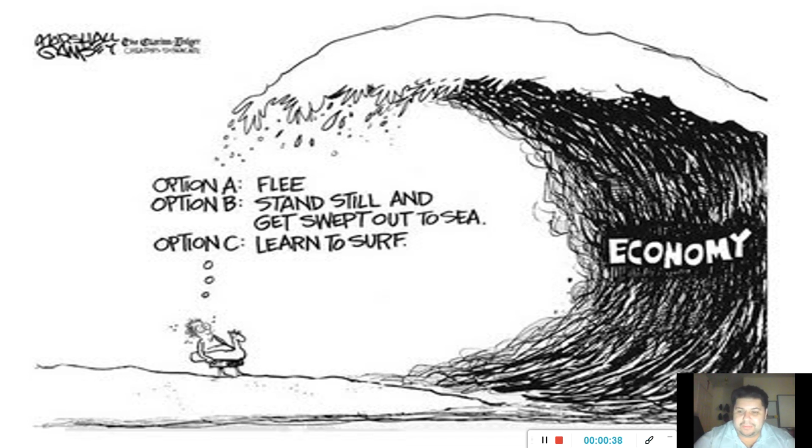So obviously you see a big old wave coming. Option A, run away, flee, try to book it, go as fast as you can. Option B is stand still and get swept away to the sea. That thing's right there, right at you. It's like, you know what, just do it, whatever, I don't care. Or C, try to learn how to surf real quick. Which one do you feel you personally would do?